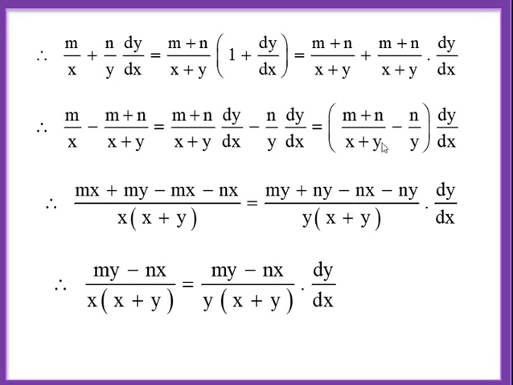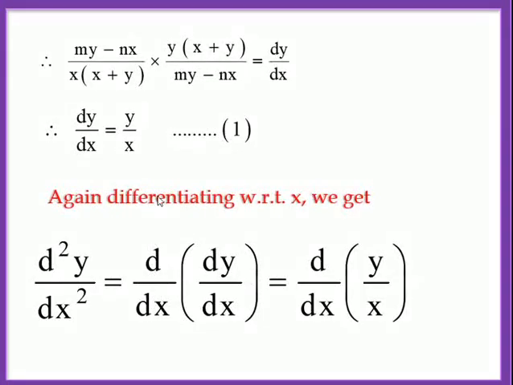Take dy/dx common to get this. Now find the LCM for subtraction on both the sides. You will notice that it is the same, x into (x plus y). On simplification, numerator is my minus nx, here my minus nx, right? I'm sorry, here the denominator is x into (x plus y), and here it is not x into but it is y into (x plus y). So my minus nx gets cancelled, (x plus y) gets cancelled, and what remains is dy/dx equal to y upon x.